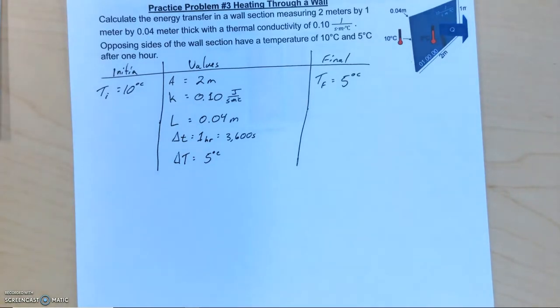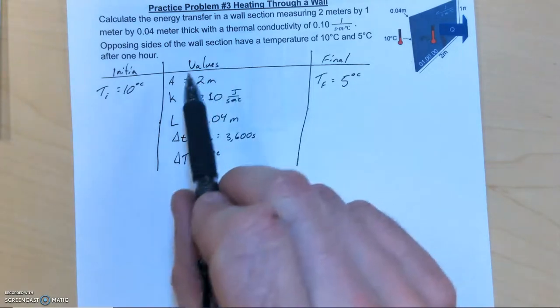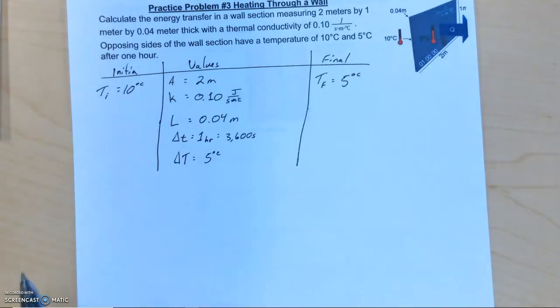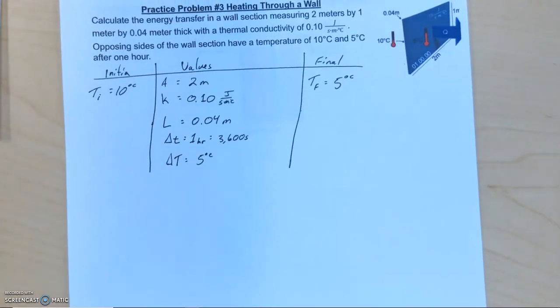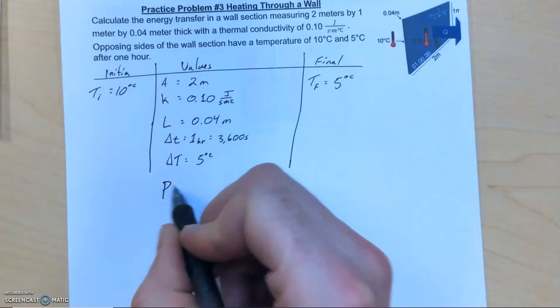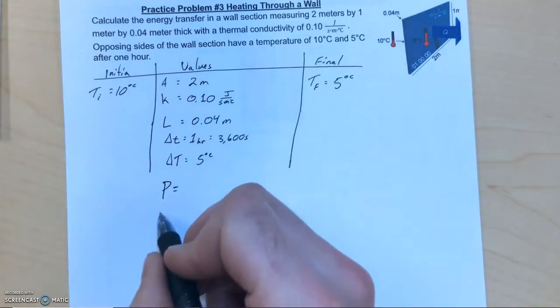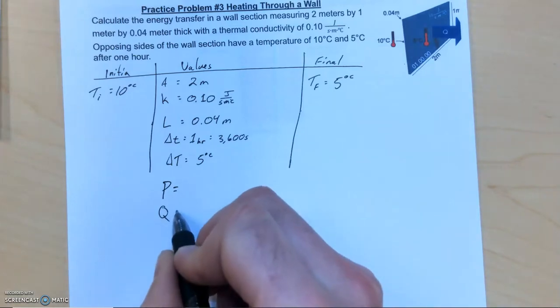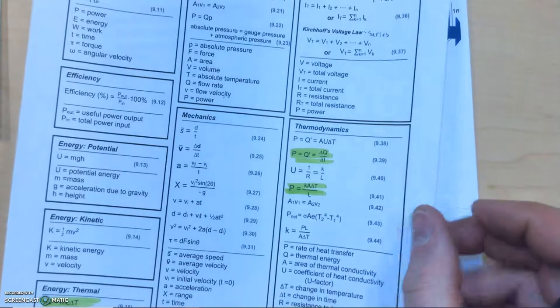So, some things to solve for. They're asking what is the rate of temperature change, and that deals with time, like how fast does the energy transfer through the wall in 1 hour. So, let's put that down here. That's going to be represented by P. P is the rate of heat transfer, and they also want to know how much thermal energy, so that's represented by Q.